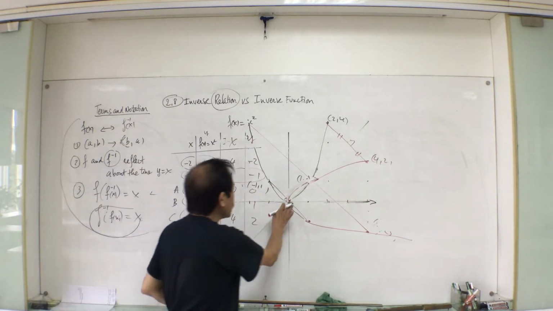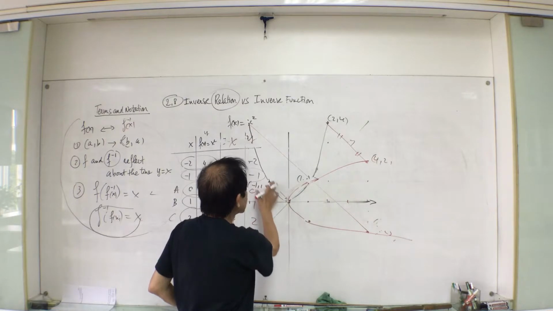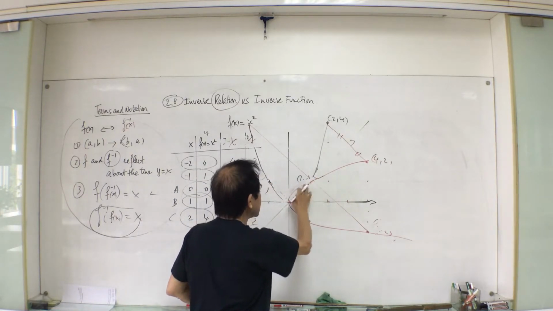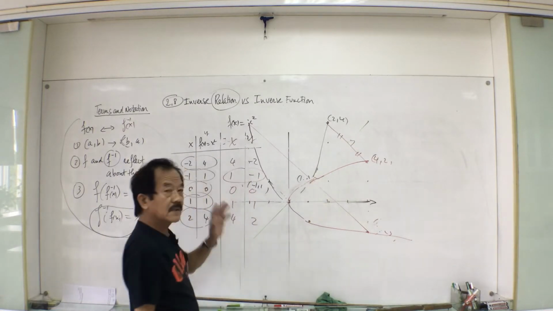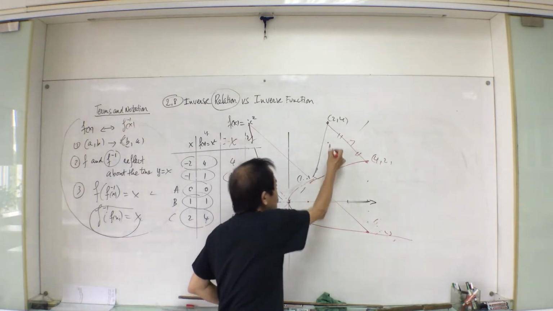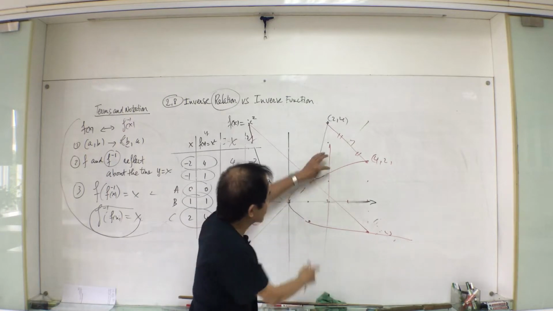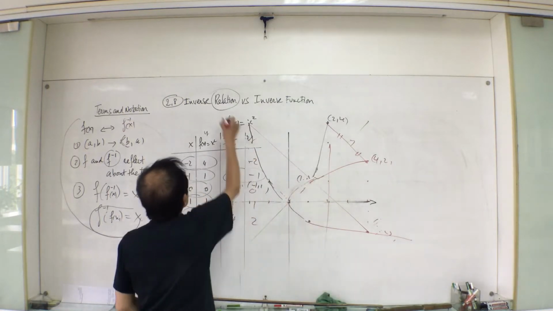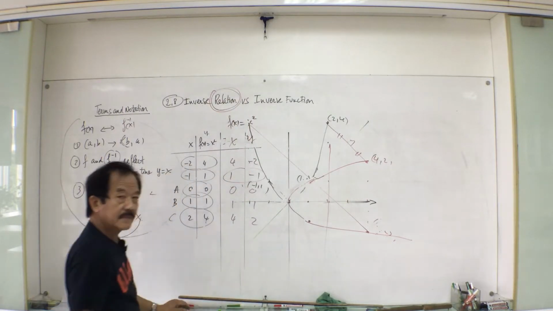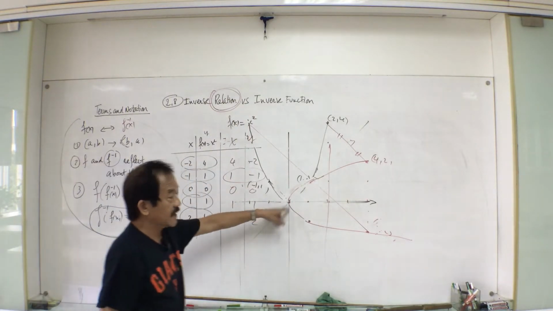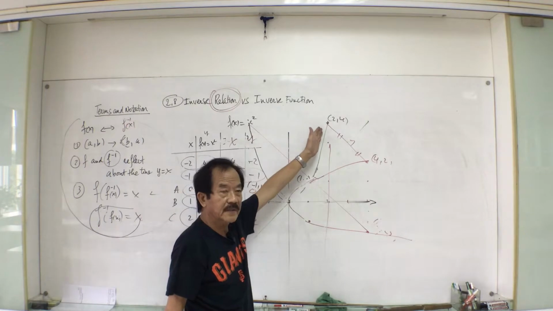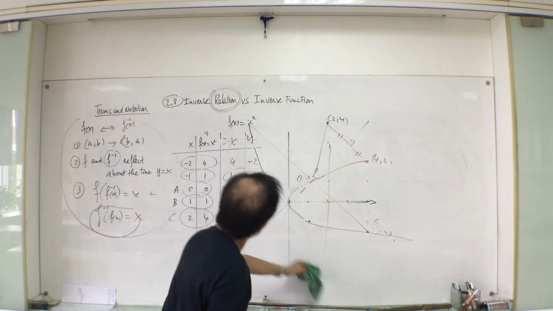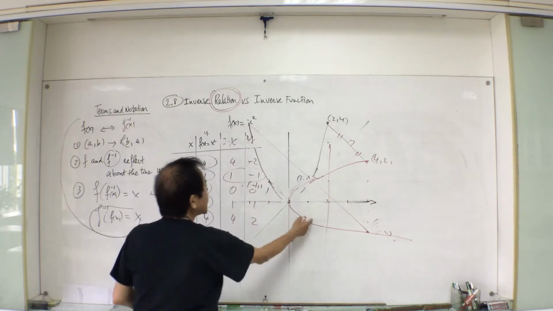However, we don't consider the red one a function, because when you draw the vertical line test, the vertical line goes through twice. You cannot have a function. So therefore we call it an inverse relation, not a function, because the inverse is not a function. The original is a function, but the inverse is not a function.